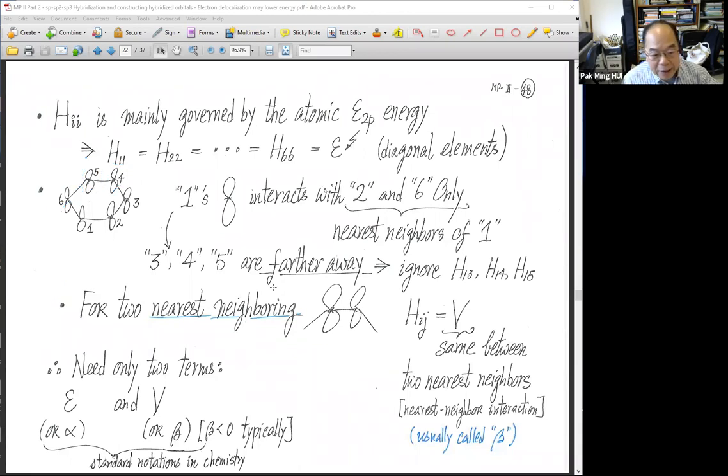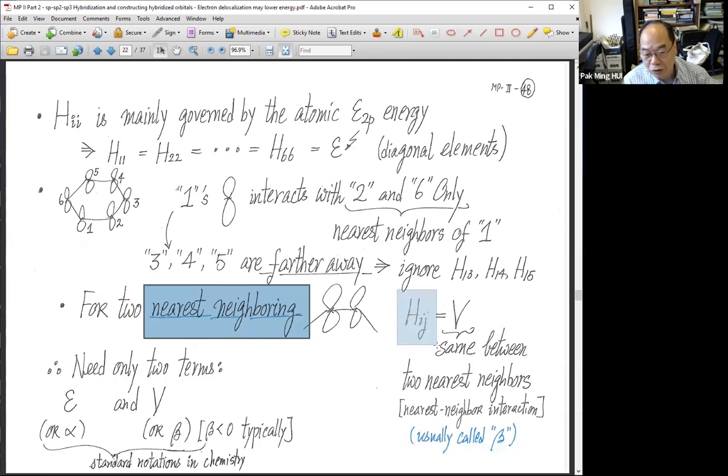Now that is a very important concept. It is called nearest neighboring interaction. By interaction, we mean this Hij for i not equal to j. Nearest neighbor means for 5, we only care about 5, 4 and 5, 6. We don't need to care about 5, 1, too far away. 5, 2 and 5, 3, they are also too far away from each other.